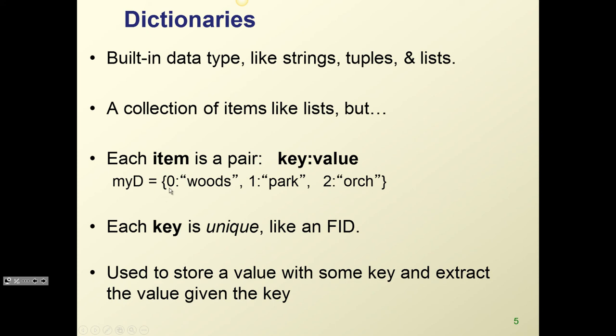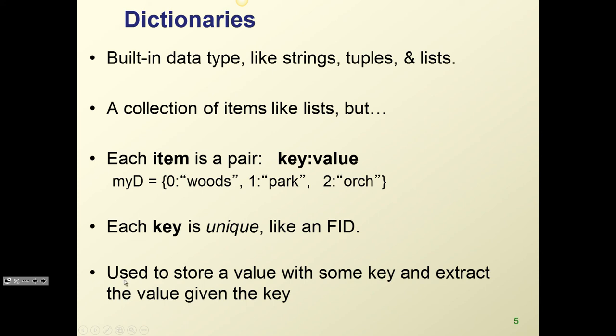And the key has to be unique. It can be a number, it can be a string, it can be some other things, but it's got to be unique. The most common things that we use for dictionary keys are numbers or strings. The value, on the other hand, can be any kind of object, and they can be duplicated. So I could have 0 woods, 1 woods, 2 woods. That would be okay. Just like you can have synonyms in a dictionary. Happy and joyful pretty much mean the same thing. You'd have a similar definition.